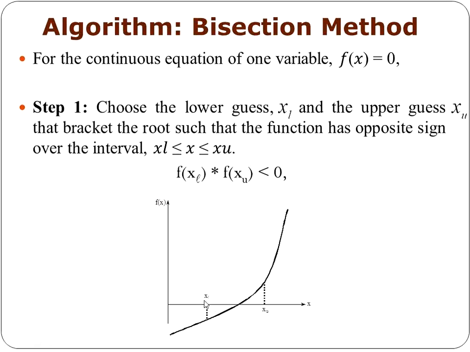It means at the xl value you can find the function f of xl, and for the xu value you can find the function f of xu. Out of these two functions, f of xl and f of xu, one should be positive and one should be negative. Then we can say our initial guesses are correct. At the first step, you always have to check whether the initial guesses are correct or not.